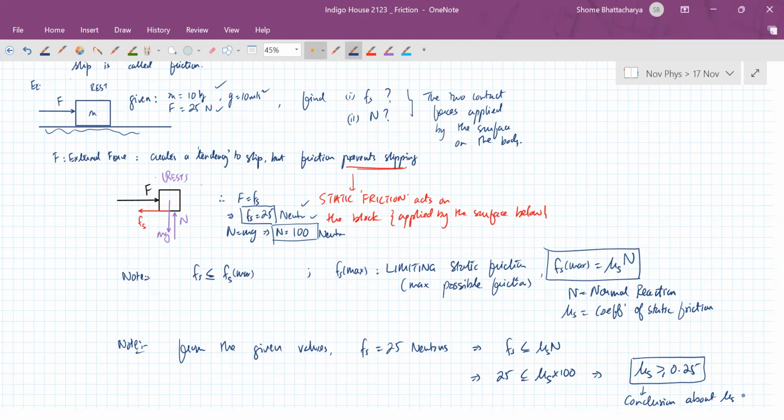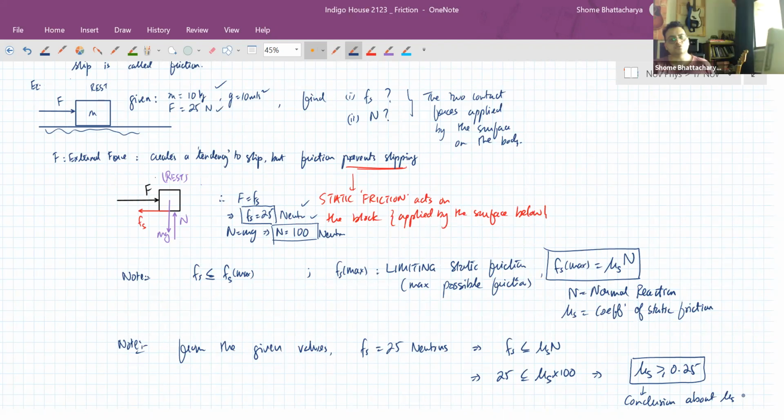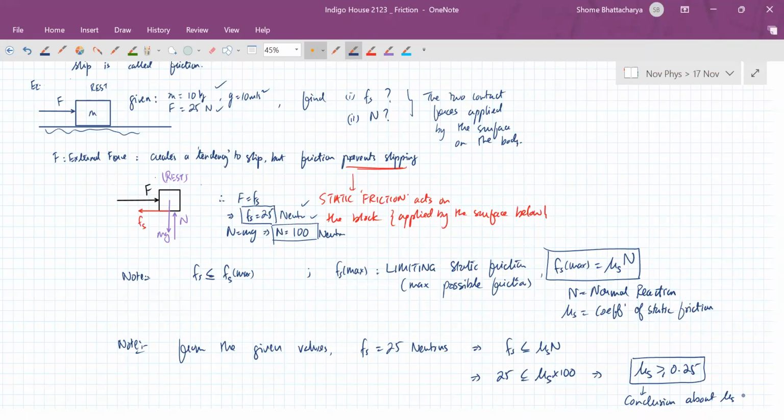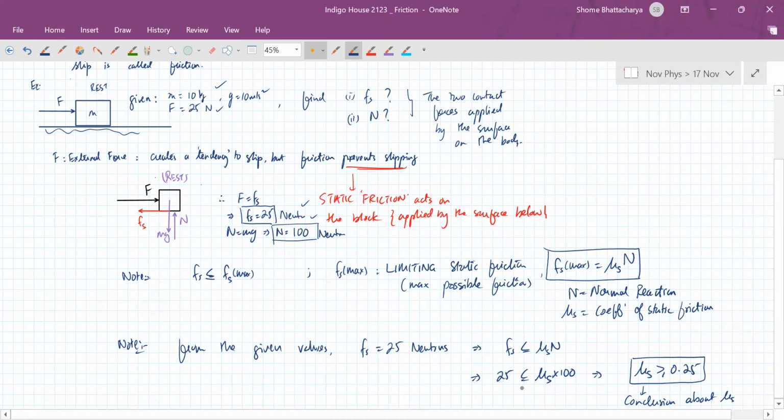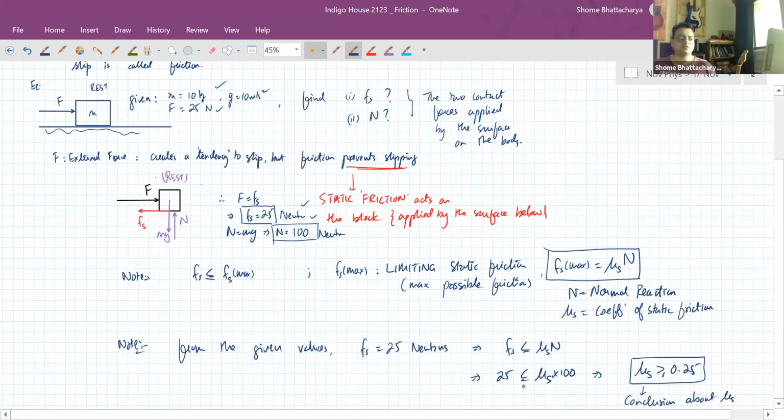Sir, what have you written there in the box? Mu s is the coefficient of static friction. Sir, how is it 0.25, more than 0.25? See the equation before this. The value of static friction is 25, and that should be less than or equal to mu s into the value of N, which is 100. So doesn't that tell you that mu s should be greater than or equal to 0.25? Oh, okay, sir. Thank you.